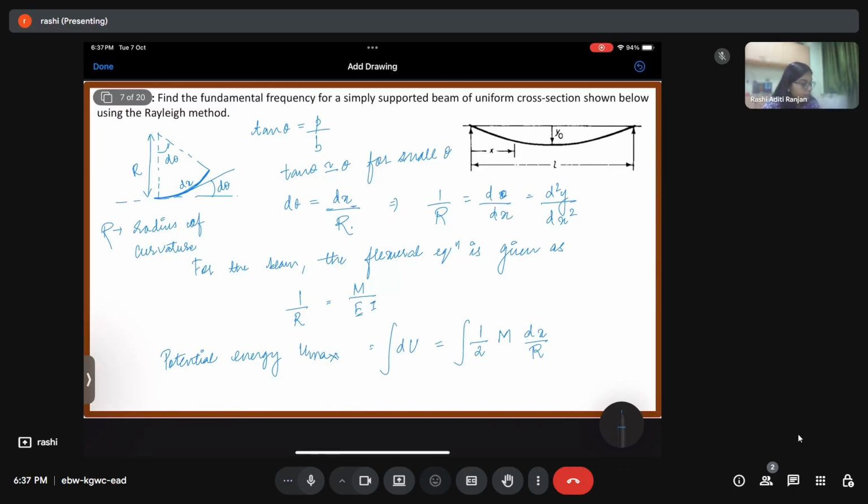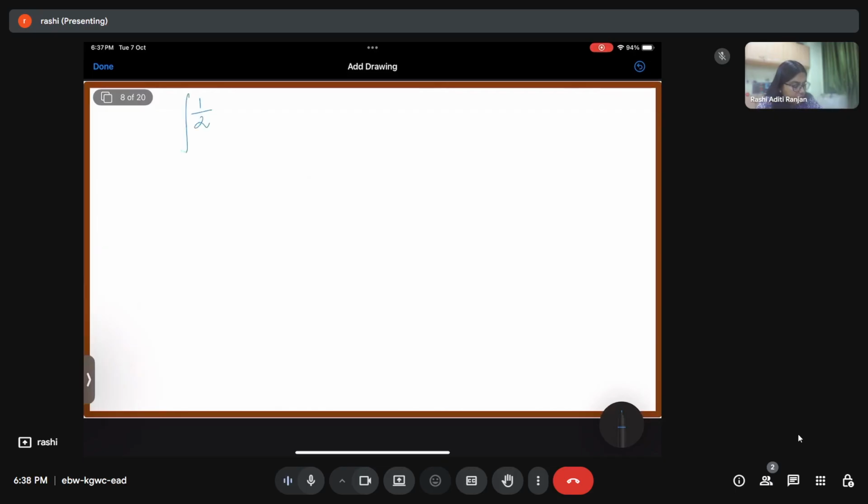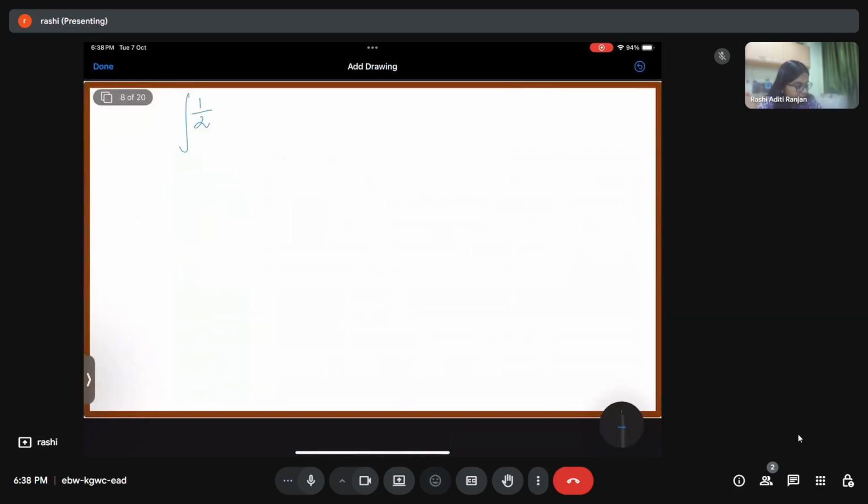But 1 by R is also M by EI, right? So what we can do is substitute over here the value of 1 by R in the integration of half M dx by R. We can write 1 by R as M by EI, which will give us M square by EI into dx. We can write it like that, right?